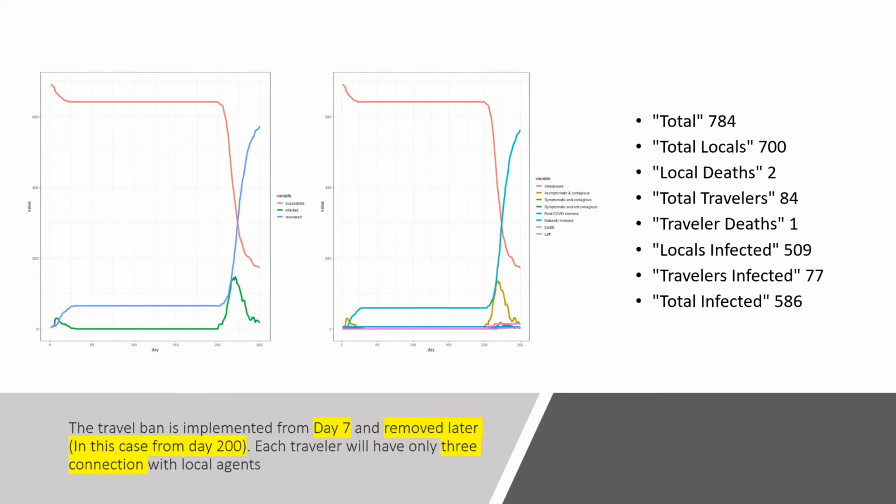In this simulation, travel ban was implemented from day 7 and lifted at a later day, in this case at day 200. From the graphs, you will see infection rate rises after a delay, so travel ban with effective social distancing can slow down the spread in a community.